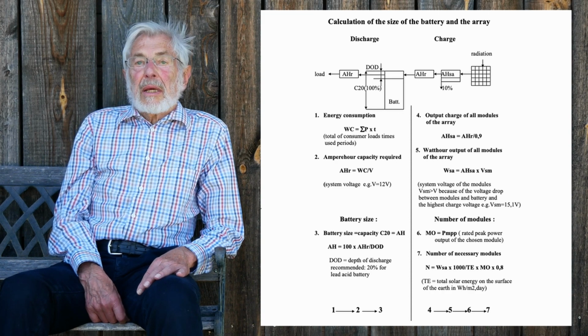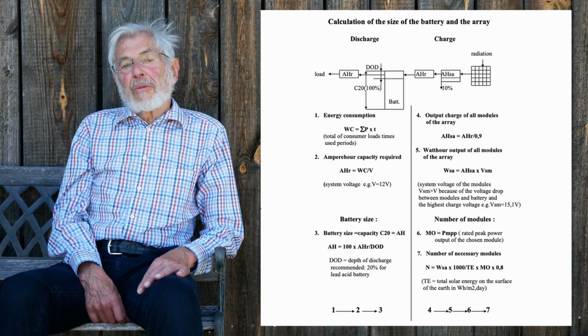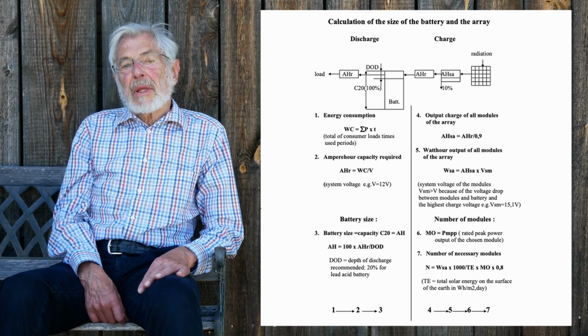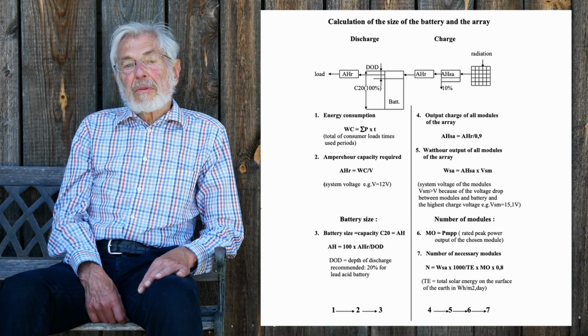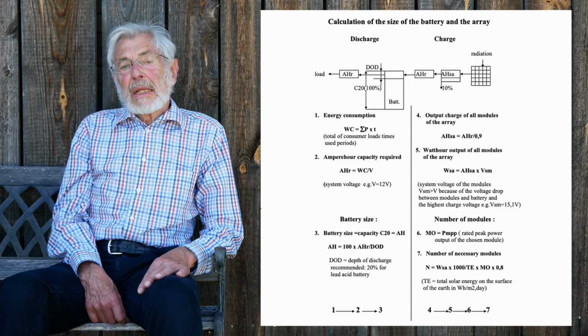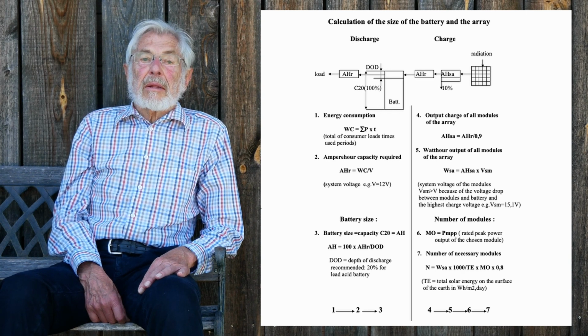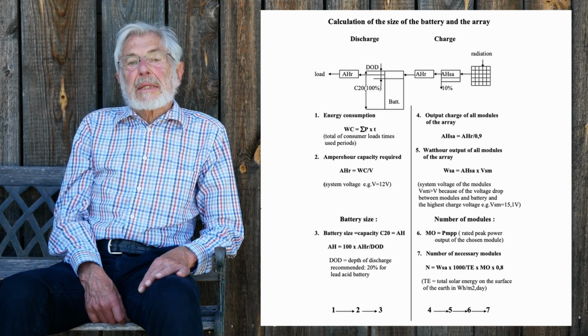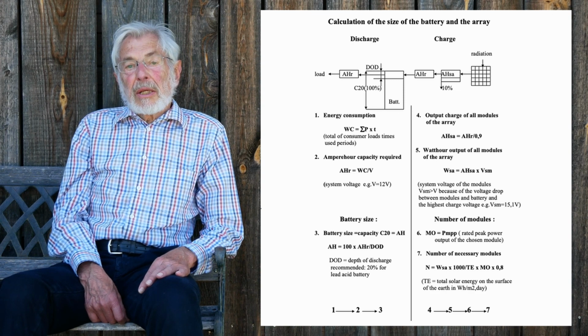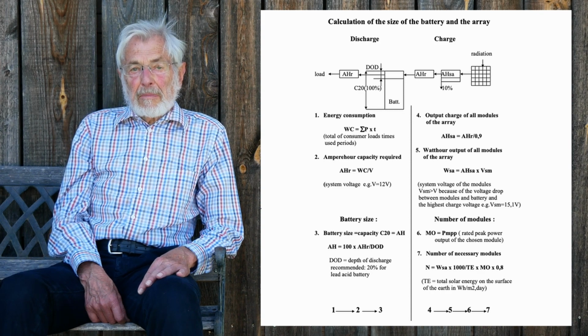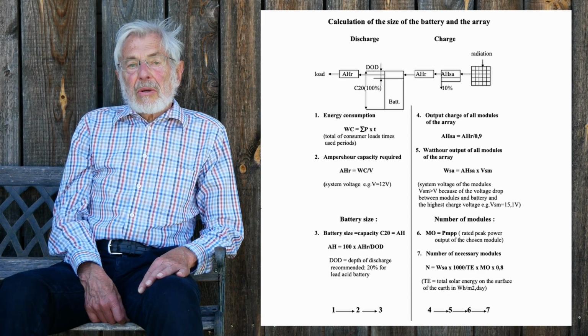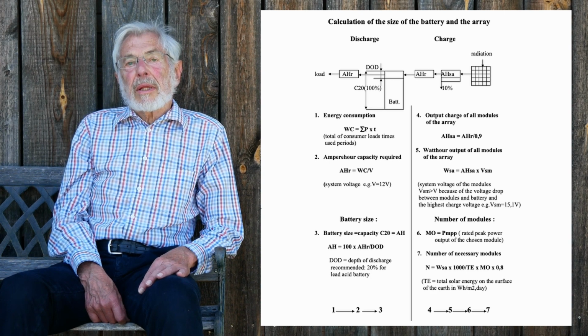For this, we must take into account that the voltage of the solar array must be higher than the system voltage because of the voltage drop in the line between the panel and the charge controller, the voltage drop between the charge controller and the battery, and the solar array must supply the highest charging voltage. This is 2.4 volts for each cell in a lead acid battery. With this system voltage we can calculate the watt hours of the solar array.